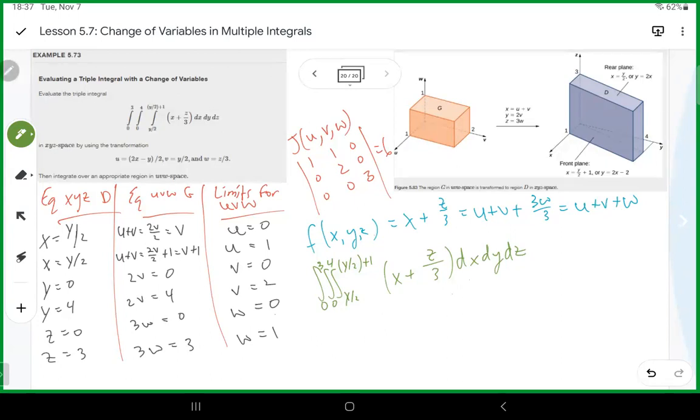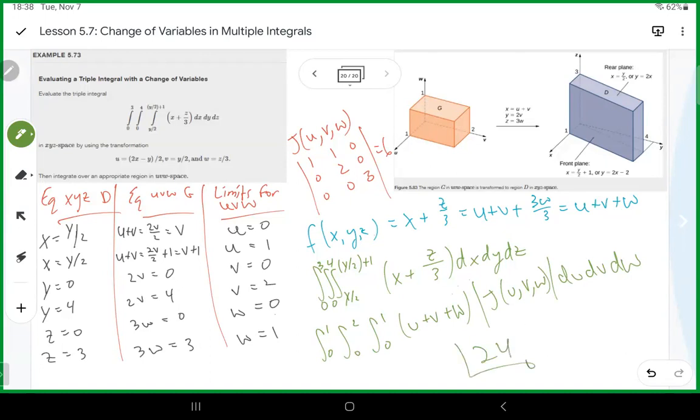So it becomes integral 0 to 1, 0 to 2, 0 to 1, of u plus v plus w, times the absolute value of the Jacobian, du dv dw, and your answer at the end is 24.